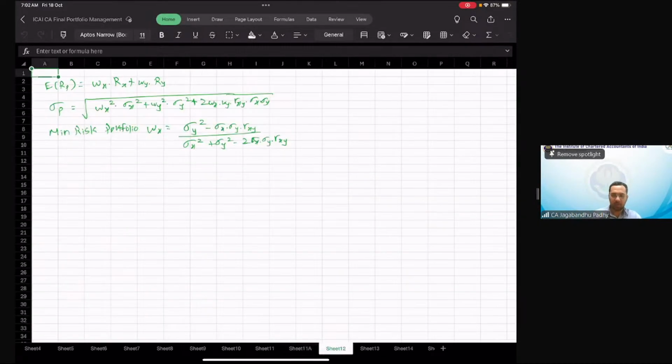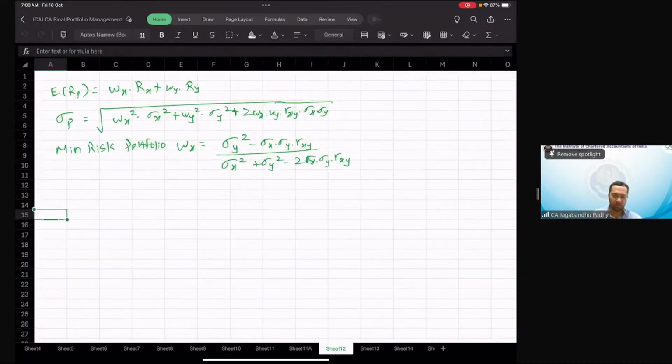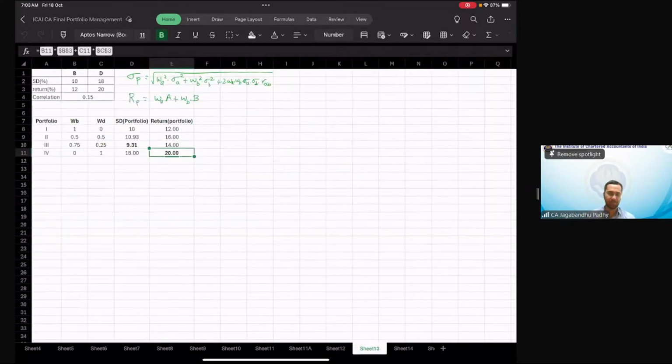After that, we learned something called the minimum risk portfolio formula, which was standard deviation of y square minus standard deviation of x, standard deviation of y into correlation of x and y, divided by standard deviation of x square plus standard deviation of y square minus 2 times the both standard deviations multiplied with the correlation.